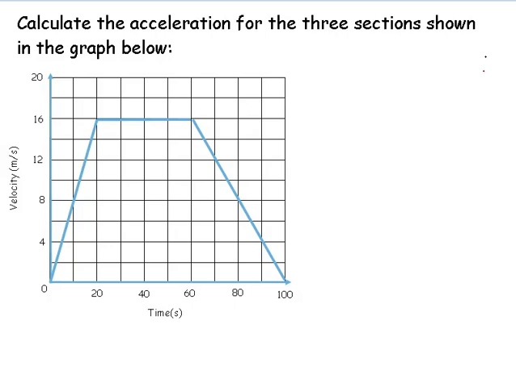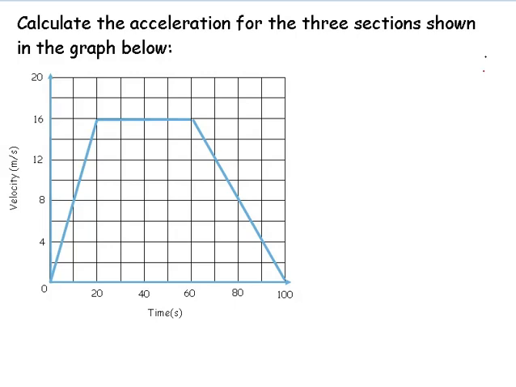This question says calculate the acceleration for the three sections shown in the graph below. Anytime we get a question on a graph, we look at what's on the axis. In this case, the y-axis is velocity, and we should know that on a velocity time graph, the gradient gives you the acceleration. Now, on the other hand, you could take information from the graph and use the equation a equals v minus u divided by t, but we're going to do this using the gradient.